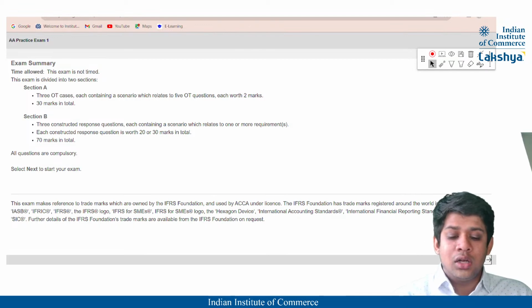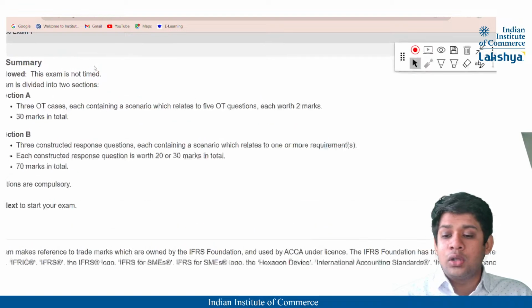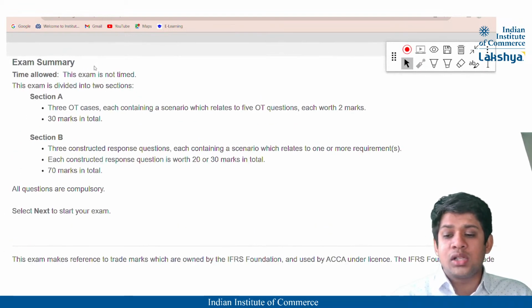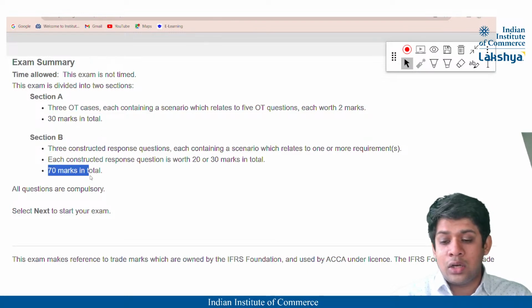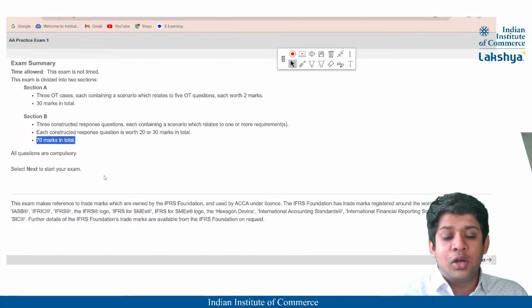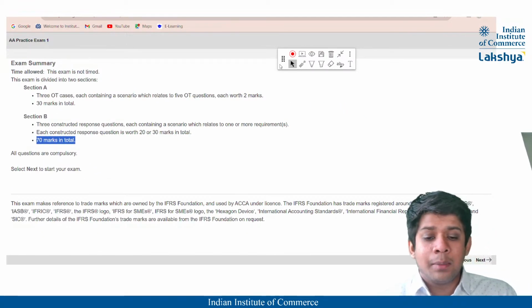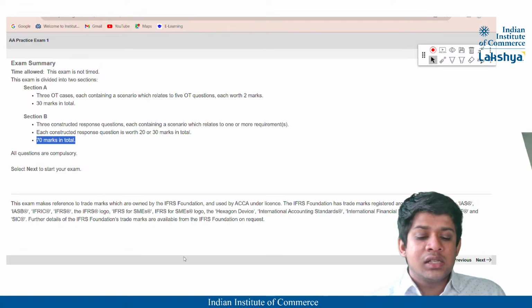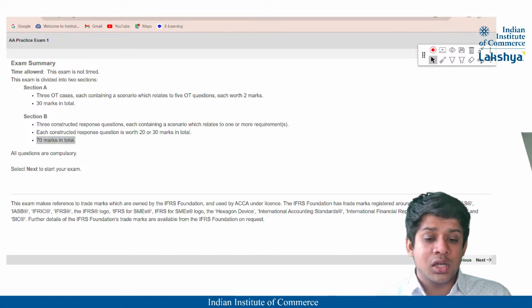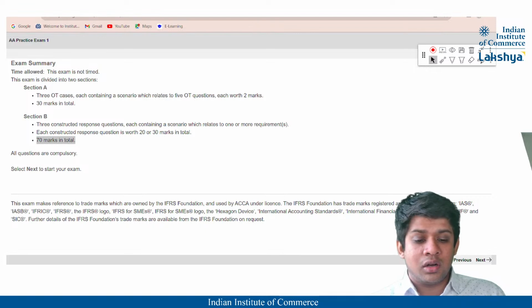Okay. So here, because it is AA, they are showing you in the summary two things, that is section A and section B, because in AA, the format is different. There is just a 30-mark MCQ and the remaining 70 marks is all theoretical. You have to type everything here because AA is a theoretical paper. But when it comes to FR, there are three sections, guys. That is section A, section B, and section C. Section A and B will be MCQs. Section C is going to be constructed response.